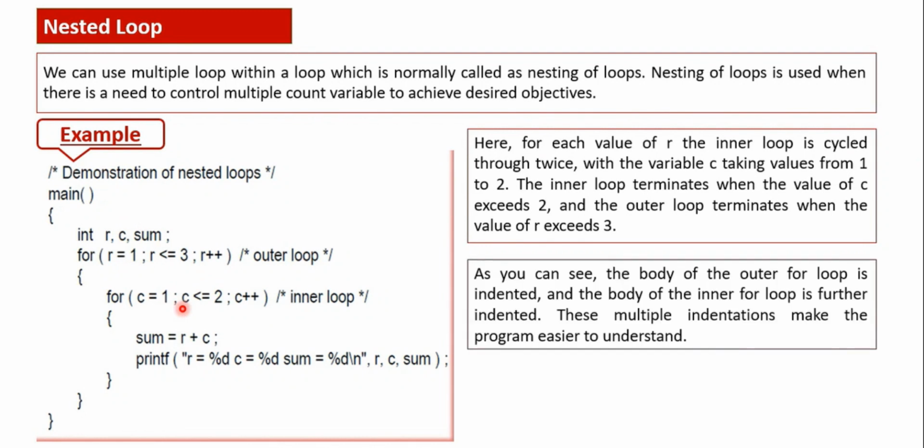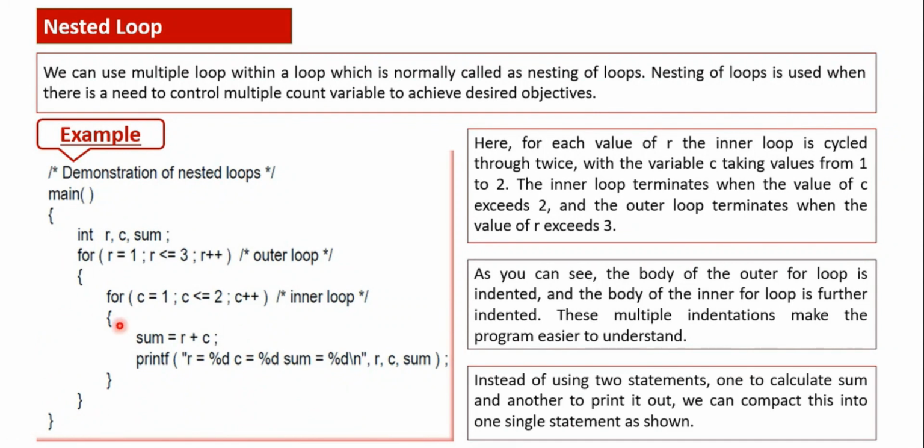So as you can see, the body of the outer for loop is indented. The body of the inner for loop is further indented, and this multiple indentation makes the program easier to understand. That means these are the curly brackets for the outer for loop, and within this we have the desired operation. Okay, we have calculated the sum and printed the result. So we can simply combine these two statements into a single statement, writing sum equal to R plus C. Okay, we'll try to run this code in the Code::Blocks session.